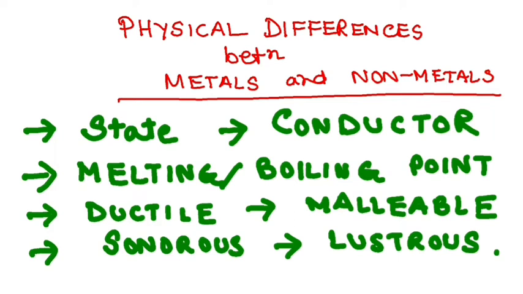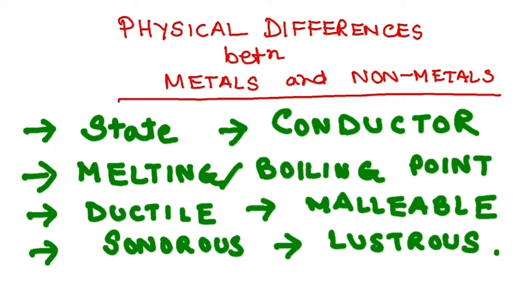This is one topic that you have been studying since class 5-6 onwards. Still, I will recall all these points one by one. The very first thing, as you can see over here, is state. State means metals are normally solids and non-metals are normally gaseous or gases. Second point is conductor. Metals are conductors of heat and electricity, whereas non-metals are non-conductors of heat and electricity.